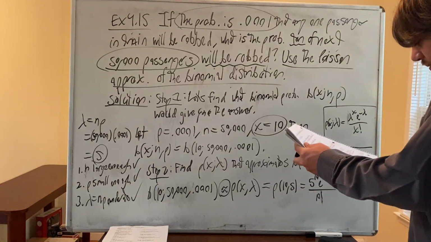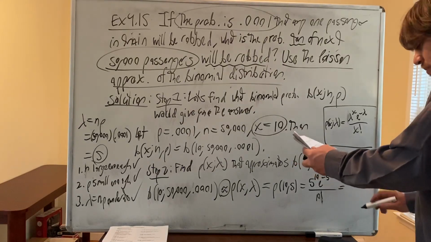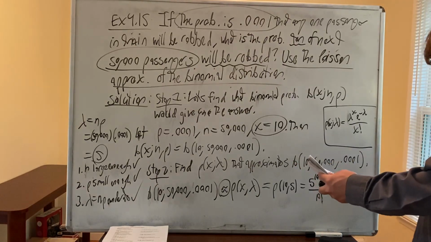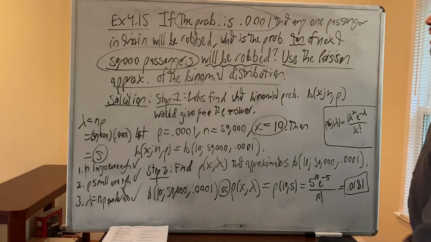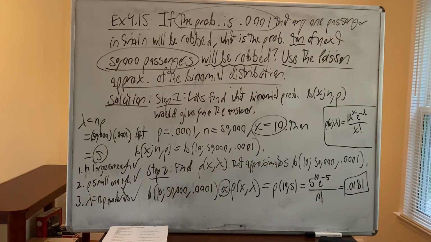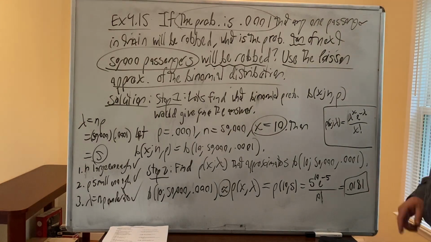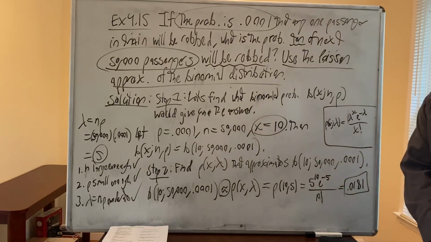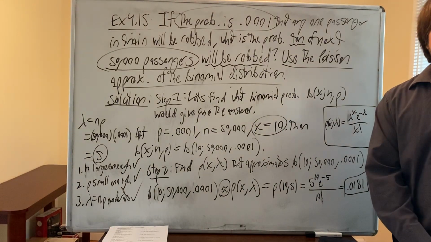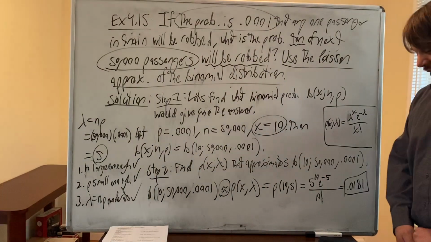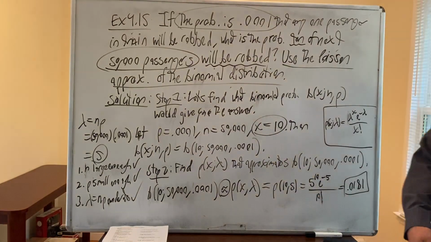Okay, and so when you calculate that, use your calculator, you get 0.018. So the question is, what is the probability 10 of the next 50,000 passengers will be robbed? And it's 0.0181. And so it's a little less than 2%. So a little less than 2% chance that 10 of the next 50,000 passengers will be robbed. That still doesn't sound safe. Okay, and so that's the answer to that problem.